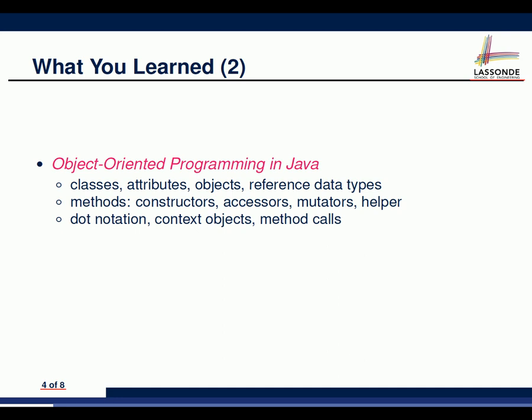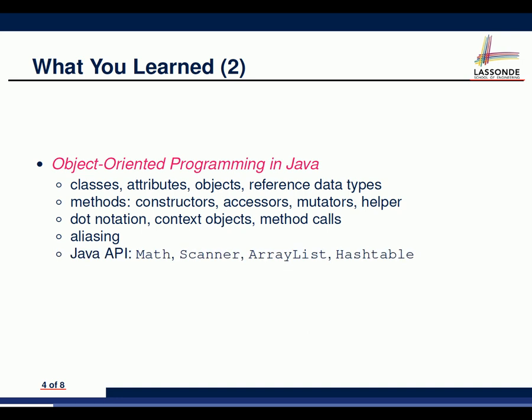Also, we talk about the dot notation, context objects, and method calls. So these three are very important for you to trace the code if I give you some. Okay, aliasing. Okay, remember what aliasing is. It's really important.